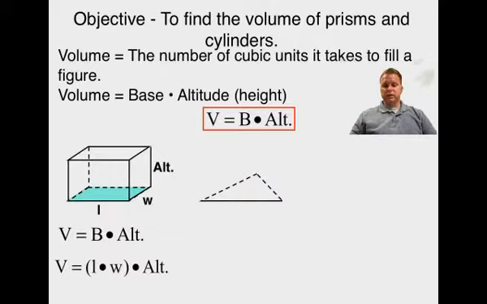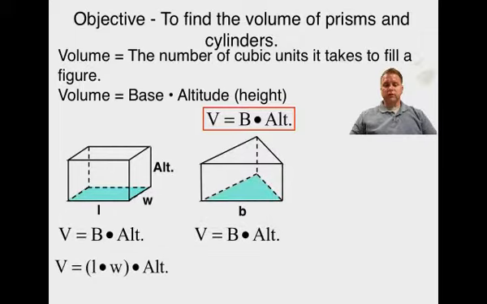What's our base? In this case it's a triangle. Then we raise it up, and since our base is a triangle, remember to find the area of a triangle, it's the base of the triangle multiplied by the height divided by 2, or multiplied by 1/2. So we have 1/2 times the base times the height, or base times height divided by 2.